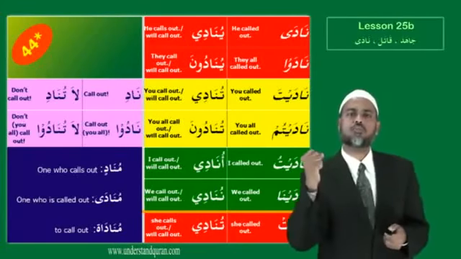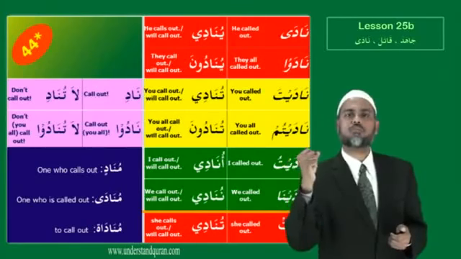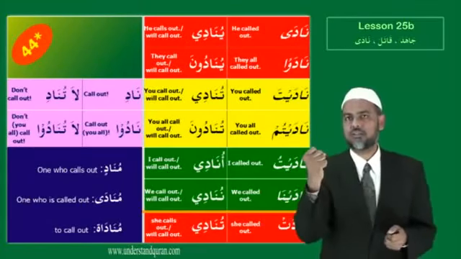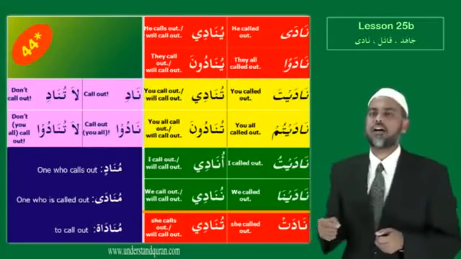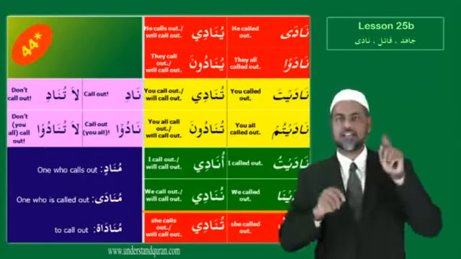Munadin, munada. It is like munadatun or munada, to call out. Because of this weak letter, we have munada. Anyway, once again, huwa nada, hiya nadat. Huwa yunadi, hiya tunadi.